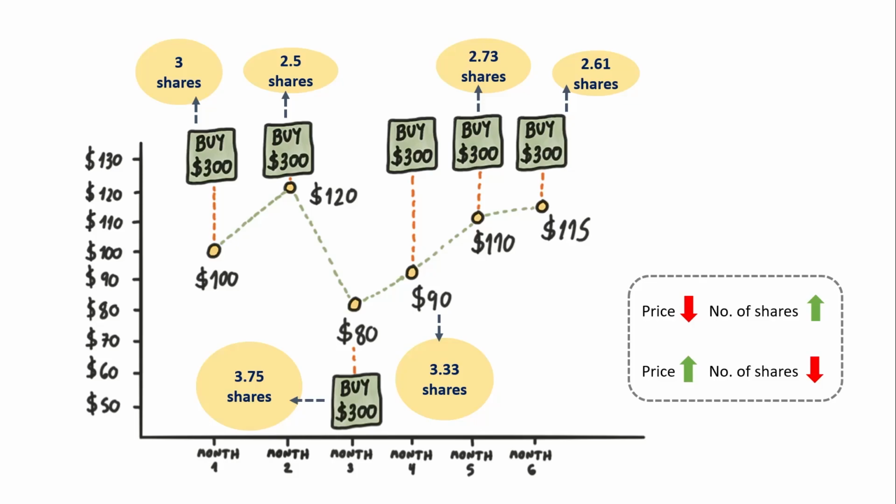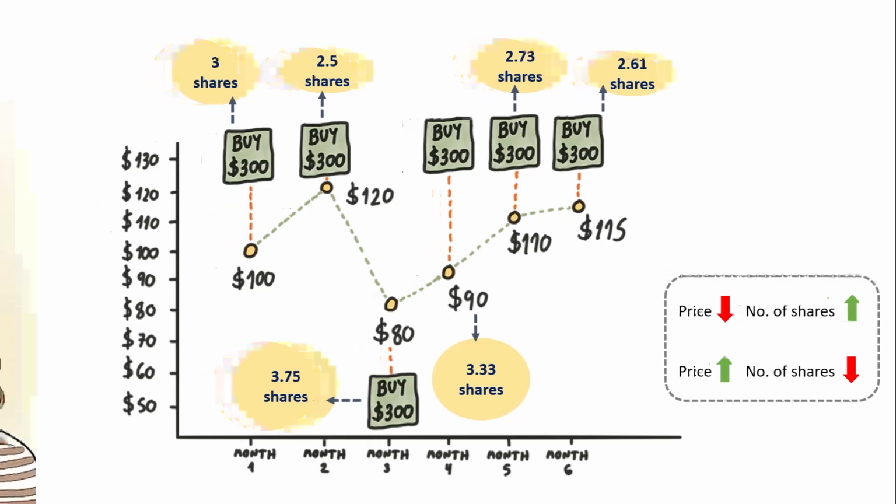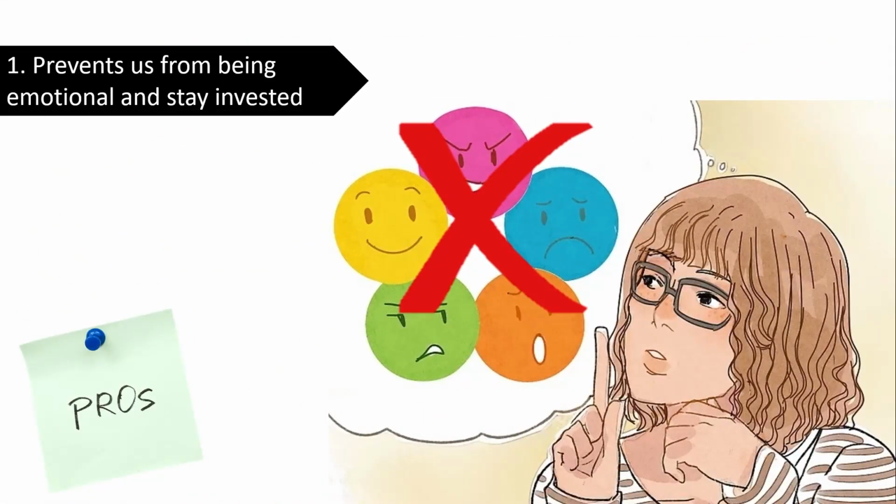First of all, let's take a look at what are the pros of dollar cost averaging. Dollar cost averaging prevents us from being emotional and helps us stay invested. The last thing you need in investing is being emotional. Being emotional is, for example, when the stock prices go up, you are waiting for it to crash so that you can buy in. But the crash never happened and you end up holding onto the cash for long.